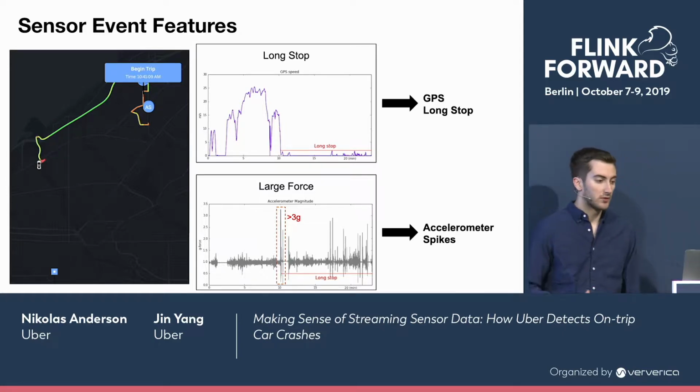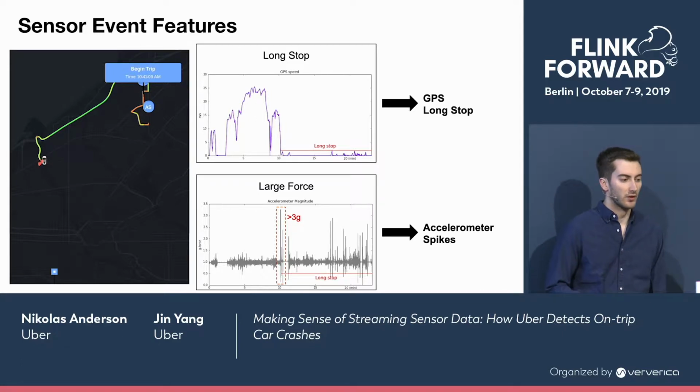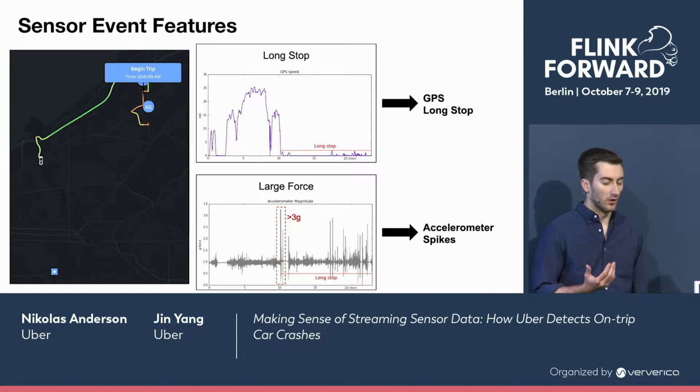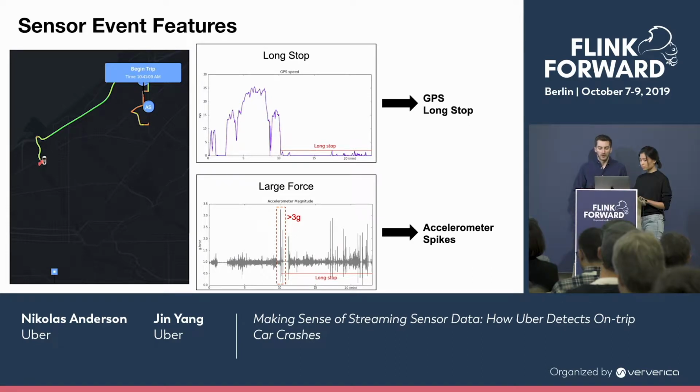From these 2 sensor streams, we're able to engineer sensor events. In the case of GPS speeds, we engineer long stops. And in the case of accelerometer readings, we engineer force spikes.